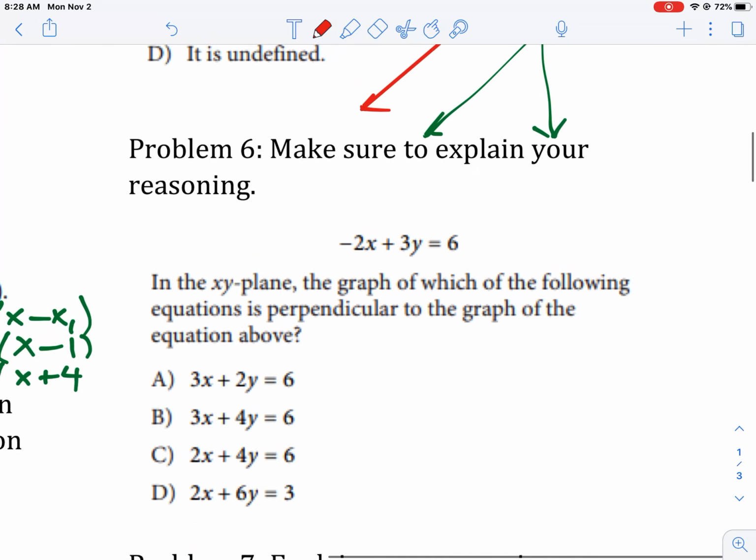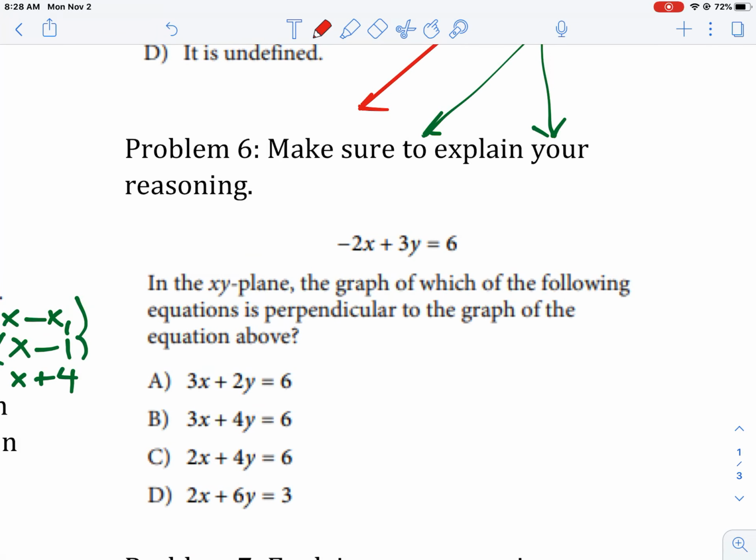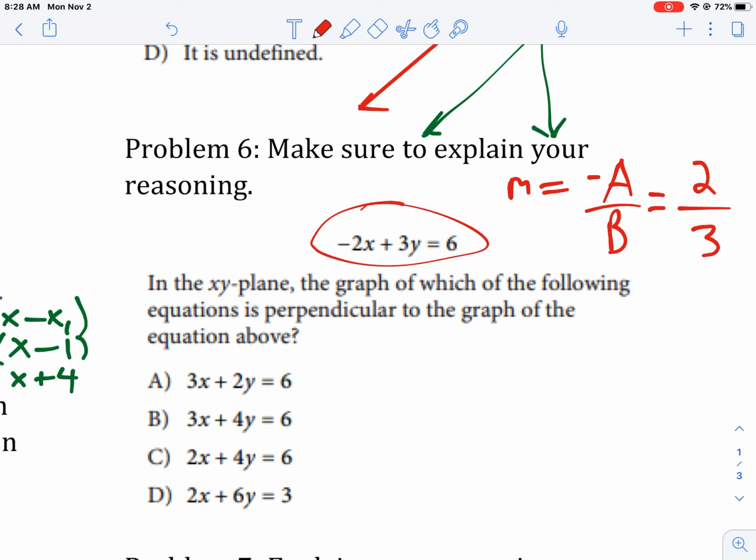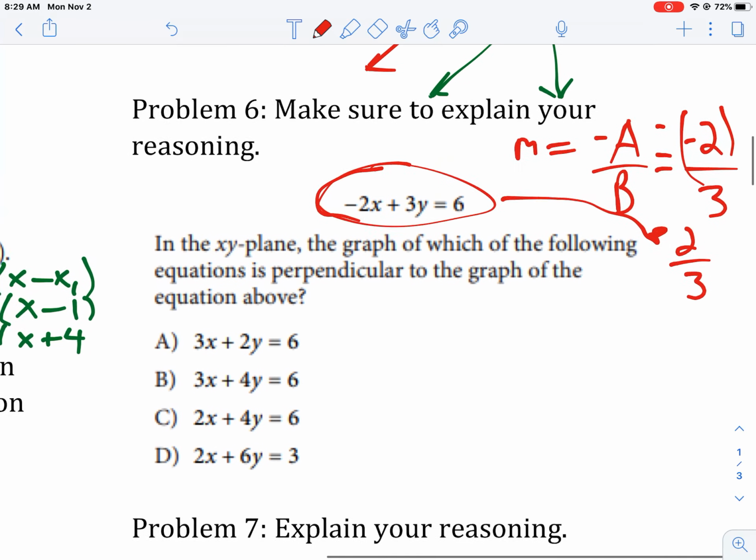All right, next one. The graph of which of the following equations is perpendicular to the graph of the equation above? Well, if we use our formula from the standard form, okay, we get negative negative 2/3, which is 2/3. So the slope here is 2/3, right? This is technically not in standard form, but the formula works nonetheless. Okay.